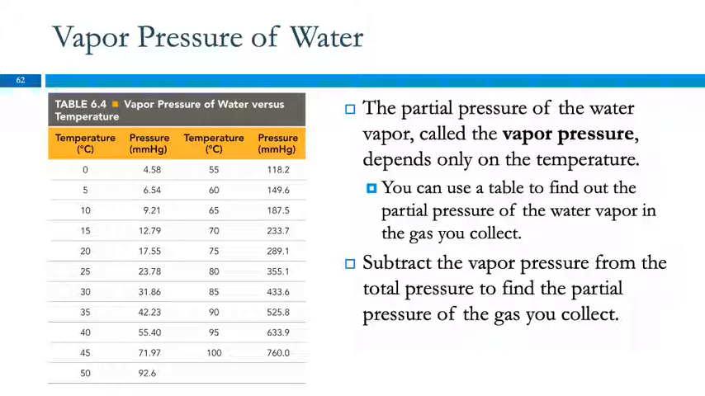So we have tables available like this. This one only gives every 5 degrees. You can look up ones that are much more detailed, but this will show you at 20 degrees Celsius, the vapor pressure of water is 17.55 millimeters of mercury. So if we know the temperature, we can just go look up the vapor pressure of water, and then we subtract that from the total pressure, and we've got the pressure of the gas we're interested in.